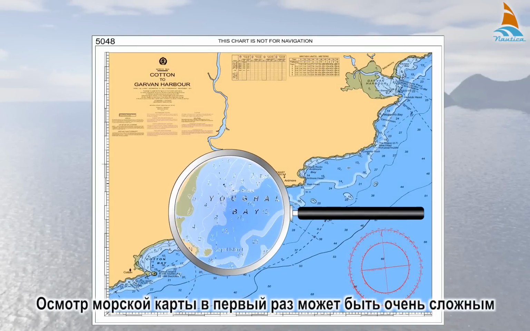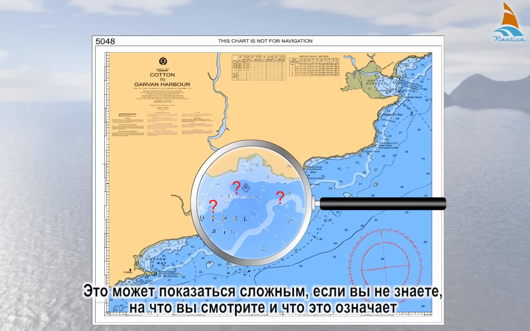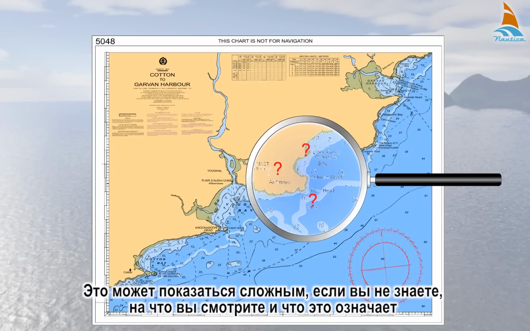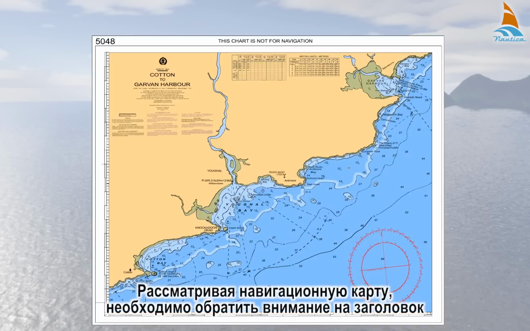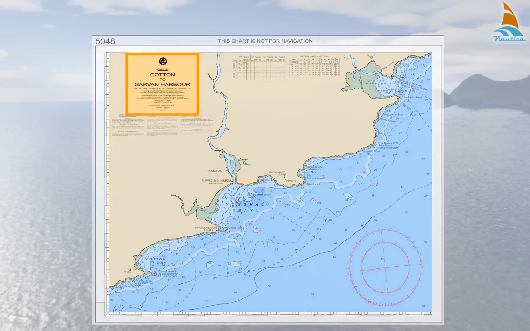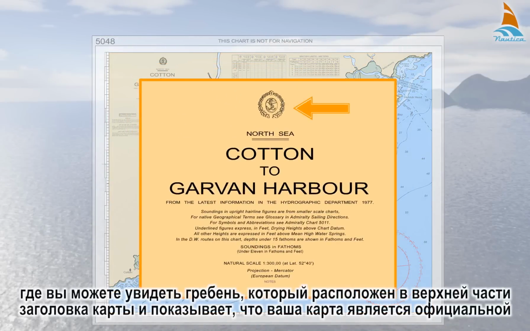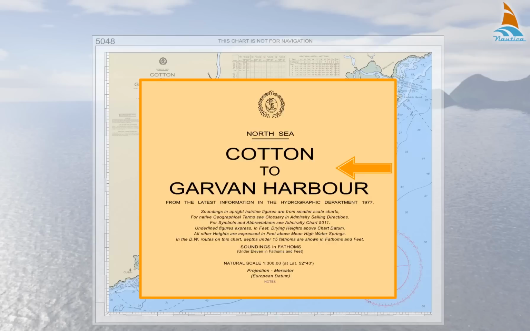Viewing a nautical chart for the first time can be very challenging. It can seem complicated if you don't know what you're looking at and what it means. Things you should take notice of when looking at the nautical chart are the title block, where you can see the crest, which is located at the top of the chart title and will ensure your chart is official. The main title, which states the specific geographic area of the chart.